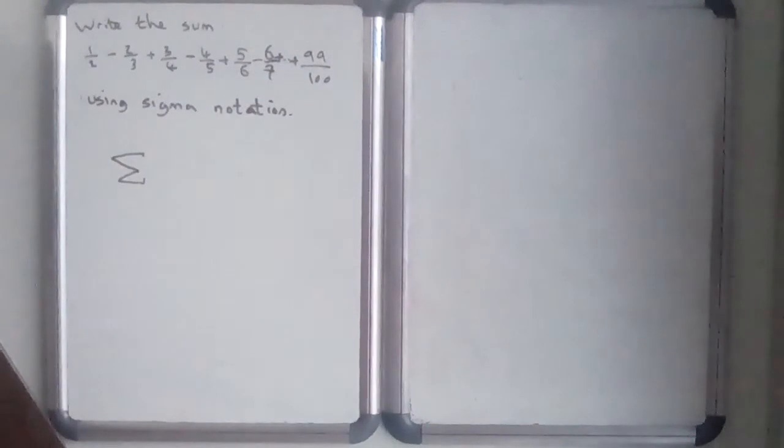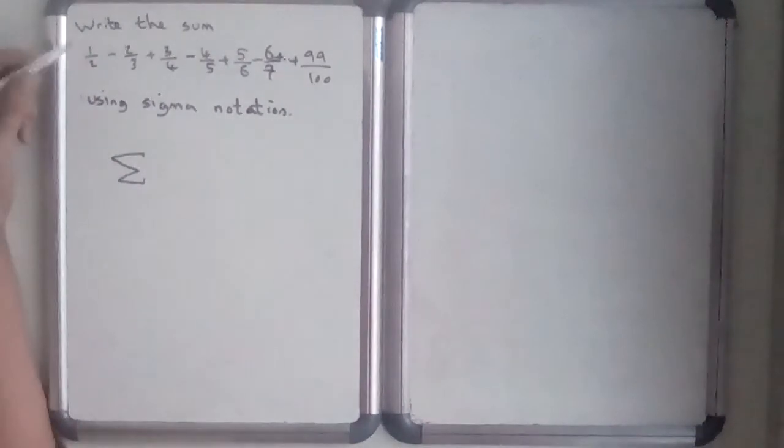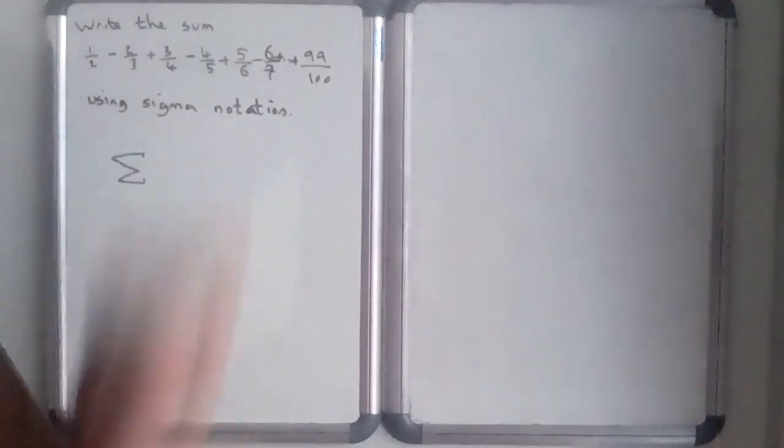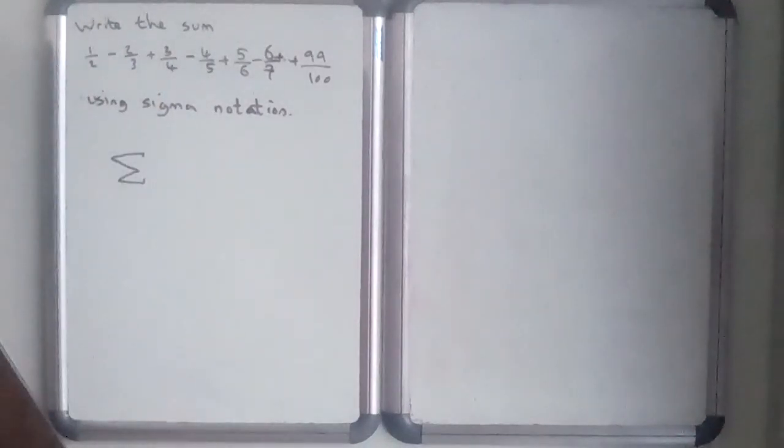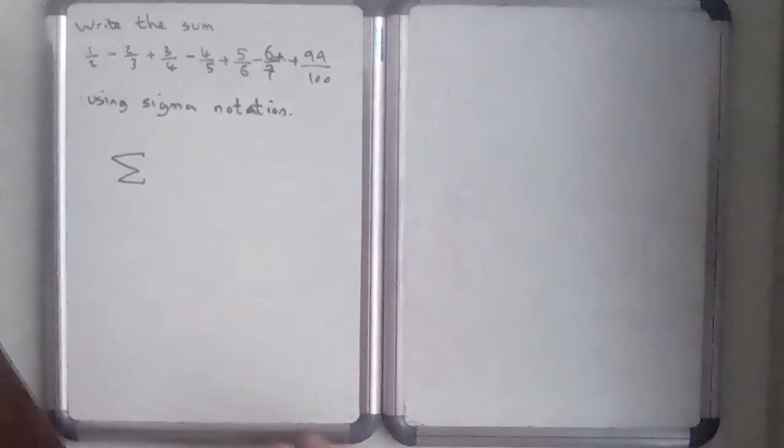So some of it's very easy. The difficult bit is the changing signs. So you can see this is positive, negative, positive, negative, positive, negative. So how are we going to make a rule that changes the sign each time? So let's start with the easy bit.